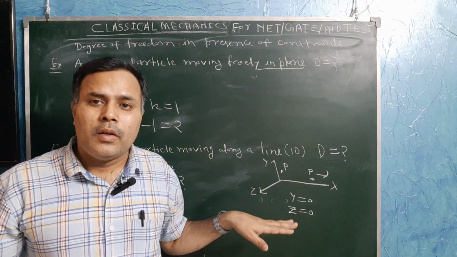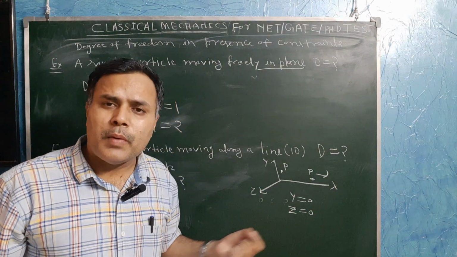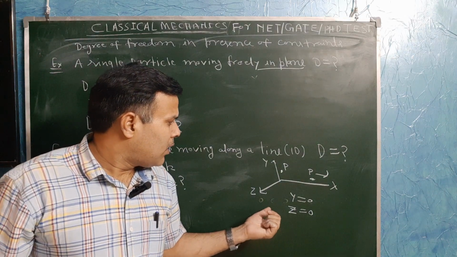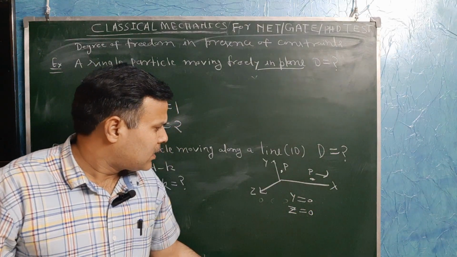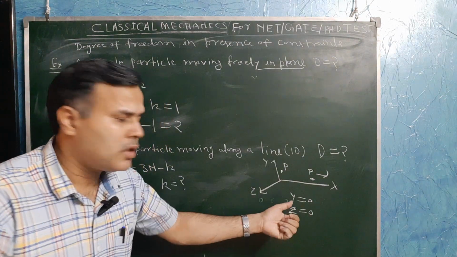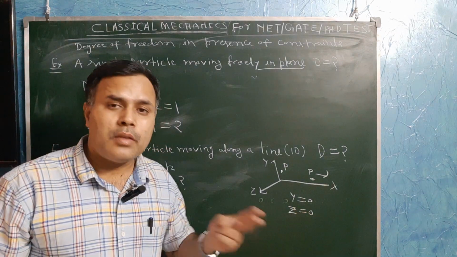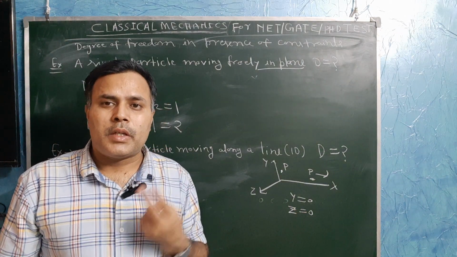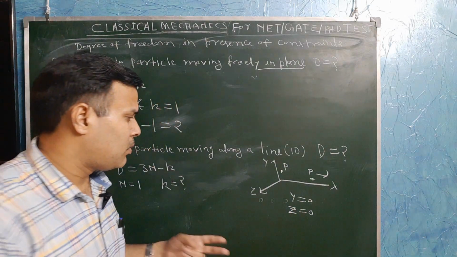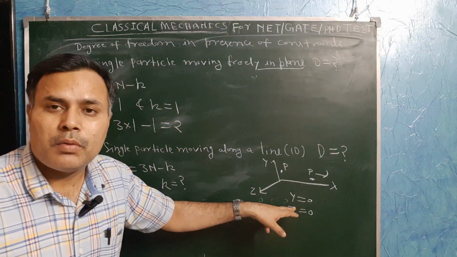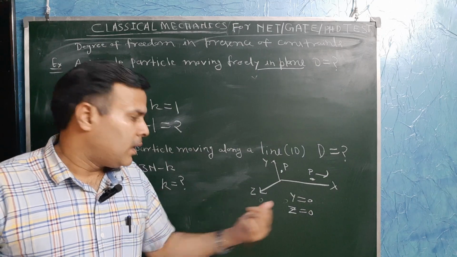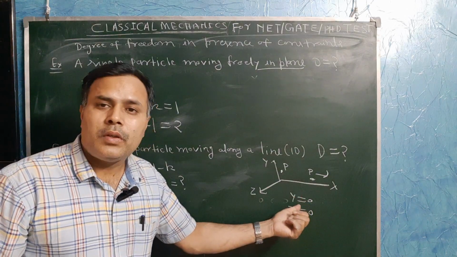If particle is moving only along a line, it means it can move either along x axis, y axis or z axis. So if the particle is moving along x axis, let's say this case, then y equal to 0 and z equal to 0. So this is the equation of constraints. So in this case we have two equations of constraints present in this system. This equation is known as equation of constraints. And what is the value of k? K is simply the number of equations of constraints. In this case k is 2 because we have two constraints present.